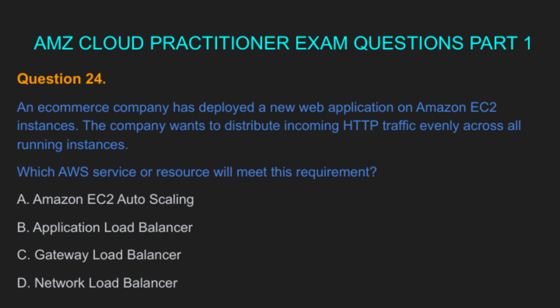Question 24. An e-commerce company has deployed a new web application on Amazon EC2 instances. The company wants to distribute incoming HTTP traffic evenly across all running instances. Which AWS service or resource will meet this requirement? A. Amazon EC2 Auto Scaling. B. Application Load Balancer. C. Gateway Load Balancer. D. Network Load Balancer. The answer is B. Application Load Balancer.